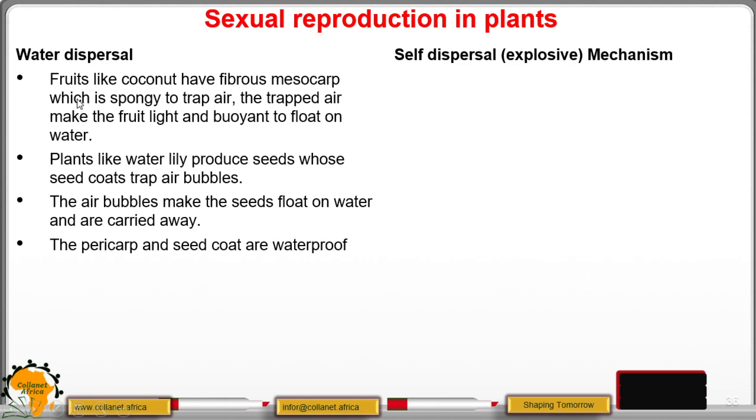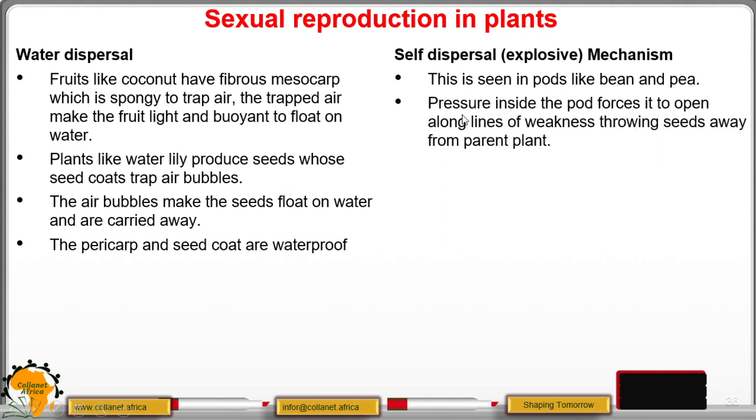After looking at water dispersal, we can have another type of dispersal called self-dispersal or explosive mechanism. This is seen in pods like the bean and the pea. There is pressure inside the pod that forces the pod to open along sides of weakness, which are called sutures, throwing the seeds away from the parent plant.